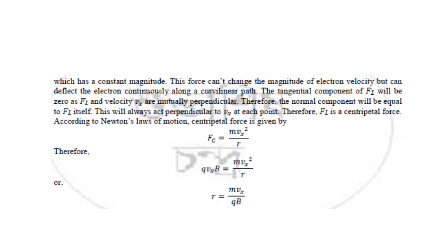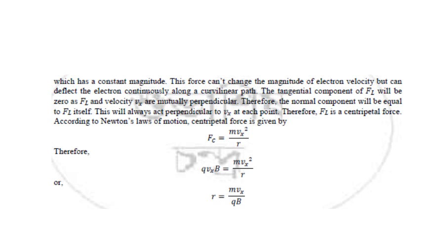We have already calculated FL as q Vx B. If we equate these two, then we can calculate the value of r. This r gives you the radius. Now the whole thing is a little bit clear. The particle is entering perpendicular to the magnetic field, and the particle is deflected due to this magnetic field in the third direction.